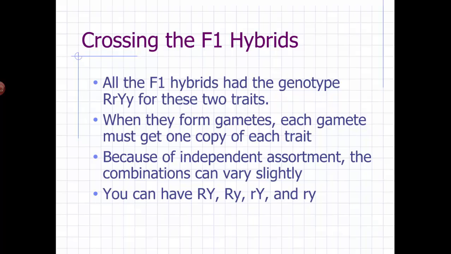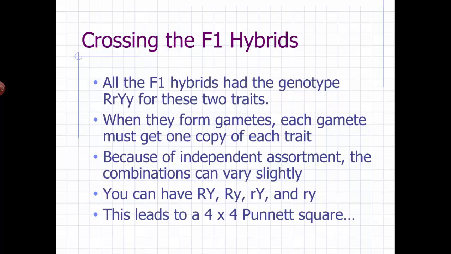That means your Punnett square is now going to be 4 by 4 instead of just 2 by 2. When you're following the transmission of one trait, there are only 2 alleles and they separate, and so you've got 2 alleles for each parent, so that's a 2 by 2 square. Well, now we're looking at 2 traits simultaneously, and with dihybrids, specifically with the 2 heterozygous traits, we have 4 different possible combinations of 1 R and 1 Y, and that gives you a 4 by 4 Punnett square.